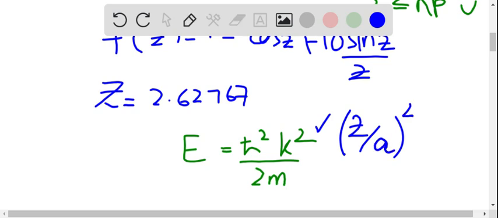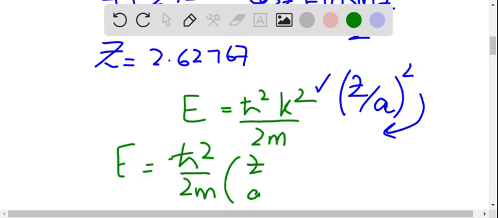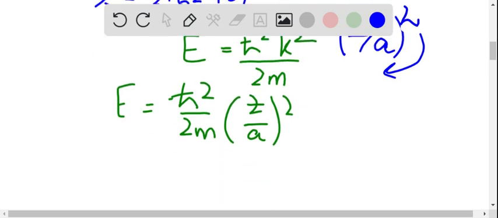So we are going to plug it in over here so that we have E is equal to h cross square divided by 2m times z divided by a, all squared, right? So it's basically z divided by a. When we plug in for k, we would get a square over here, right?